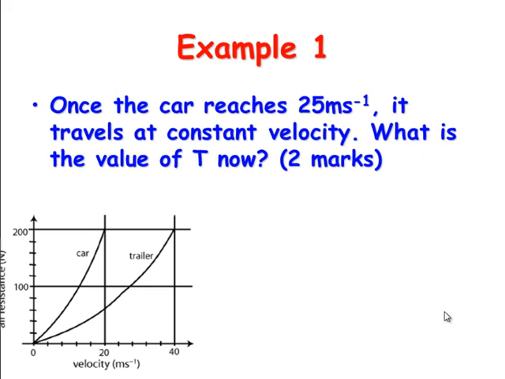Okay, it reaches 25 meters per second and travels at constant velocity. What's the value of the tension now? What we've got to remember is that at constant velocity, all the forward forces must add up to the sum of the backward forces. So there is a net force of 0, so tension will equal the frictional forces. So at 25 meters per second, it's roughly 80 newtons.